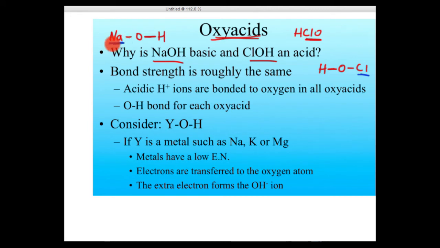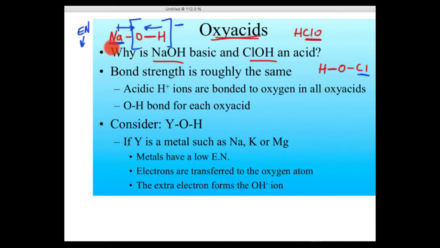The metals have a very weak electronegativity. If electronegativity is very low, it means it's not really attracting electrons. What's happening is electrons are being pulled in this direction, and this direction. What you end up with is a net result of the electrons staying on the OH, and therefore you get sodium hydroxide. You get those base properties.